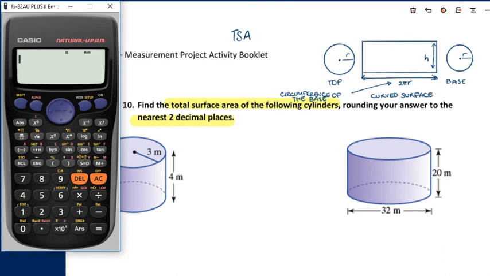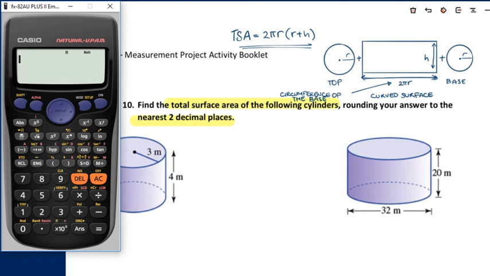So if you want a quick shortcut formula to remember total surface area, it is 2 pi times the radius, and then radius plus the height in brackets. So that's like a quick cheat way to remember the total surface area of a cylinder. Basically it's the area of the top plus the area of the curved surface or the rectangle body, and then plus the area of the base.